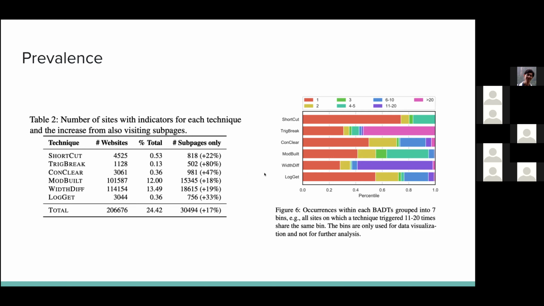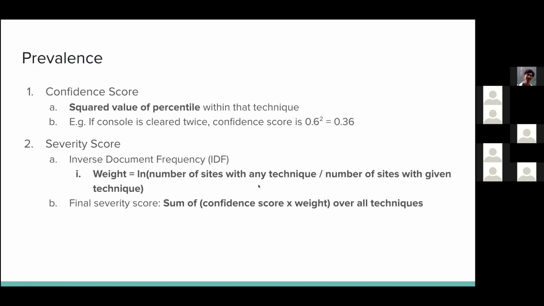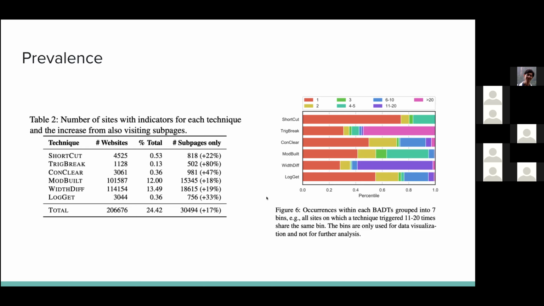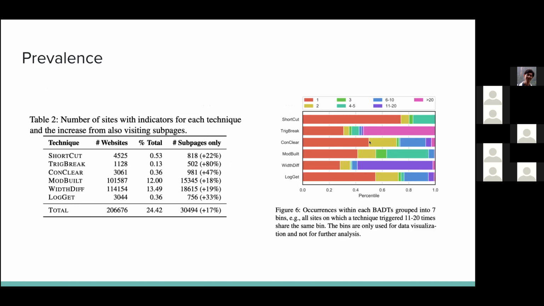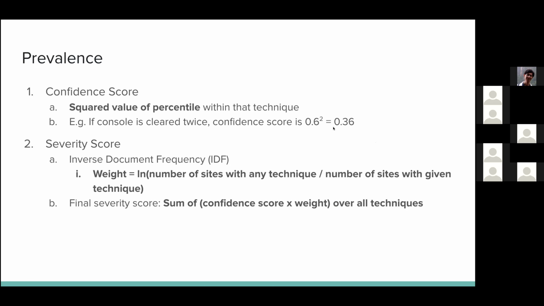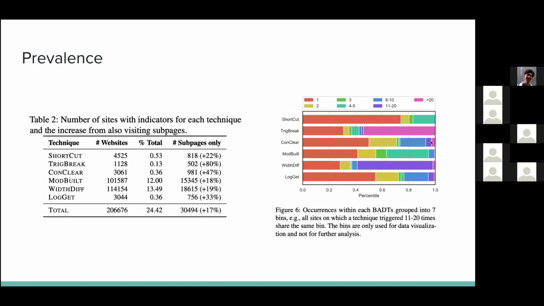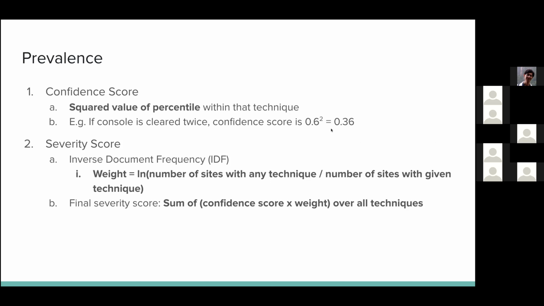So the authors also wanted to see how often each of these techniques was triggered. For example, 1 or 2 console clears may not be malicious, but if the console is cleared 10 times in the course of 5 seconds, then there might be some malicious activity involved. So how the confidence score was calculated was that the authors took the percentile of the number of times the technique was triggered, then squared that value. For example, if the console is cleared twice, it will be in the 60th percentile. So they take 0.6 and square it to get 0.36. If it is in the top range, then it will have a confidence score of 0.9 something.